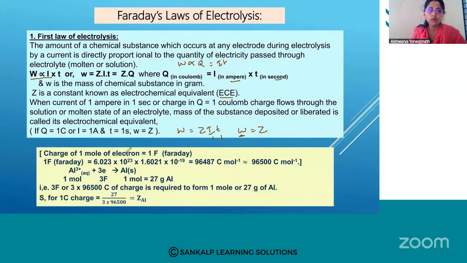The charge on 1 mole of electrons is 1 Faraday, which we have already done. How much is 1 Faraday? 1 Faraday is the charge on 1 mole of electrons. See, the charge on 1 electron is 1.6 into 10 raised to minus 19 coulombs. But when we talk about the charge on 1 mole of electrons, what is 1 mole equal to?